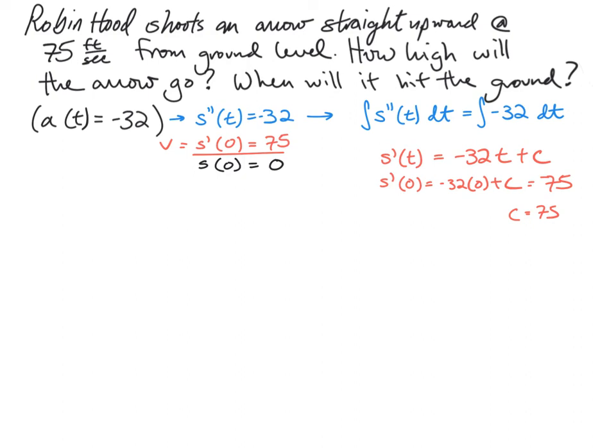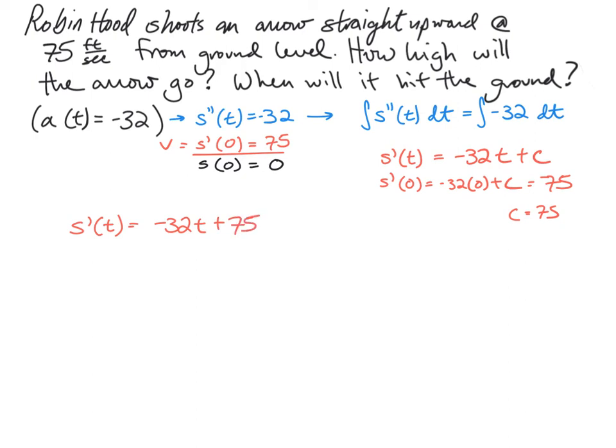All right, so how high will the arrow go? Well, I don't think we can answer that yet. When will it hit the ground? I don't think we can answer that yet either. All right, let's then take our new velocity function here. So we have s prime of t equals negative 32t plus 75.